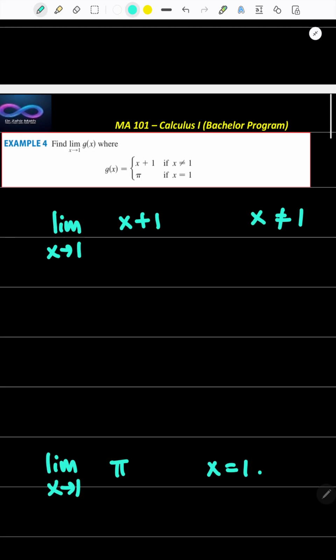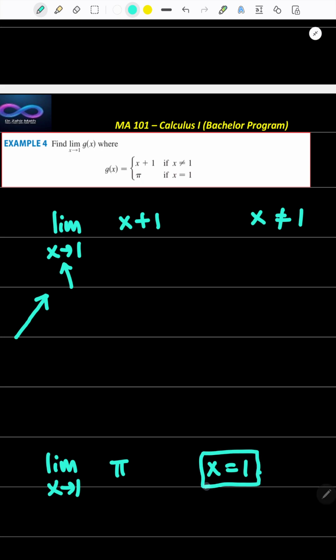What do you mean by limit? I told you in the last exercise. Limit means approaching, but not exactly going to that place. See here, I'm not putting equal, I'm putting just tending. So it is going near 1, but it is not exactly 1. Keep in your mind.